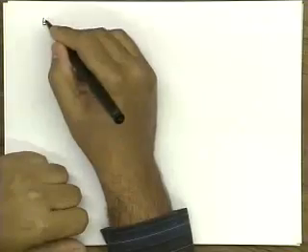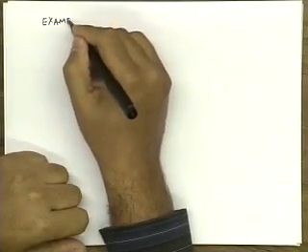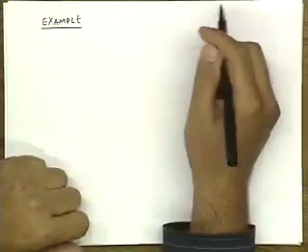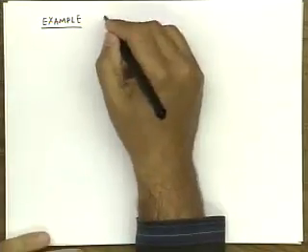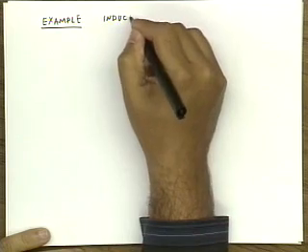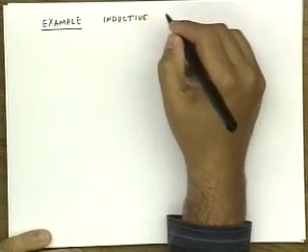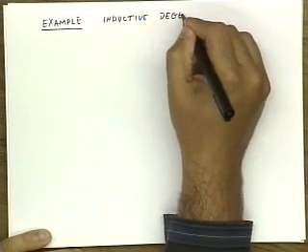Last lecture we did a lot of derivations, but we did very few examples. So before we move to a new topic, I think it's good to look at an example. And the example we're going to look at is something that's very commonly used, and it's called inductive degeneration.